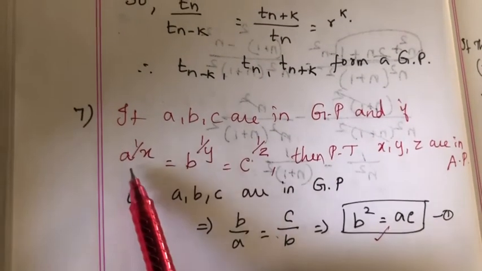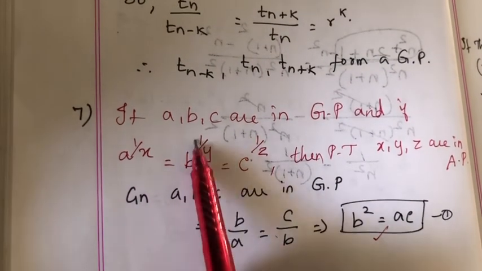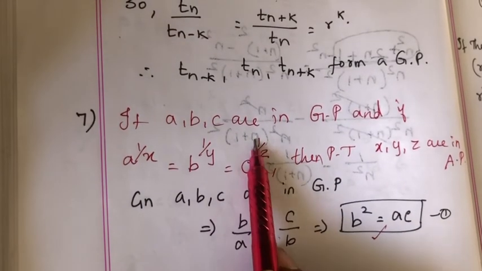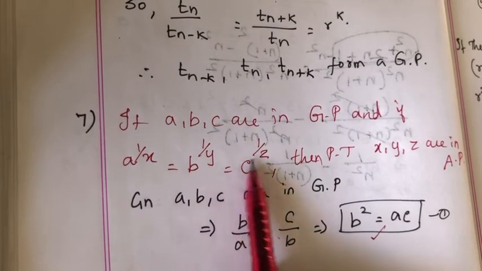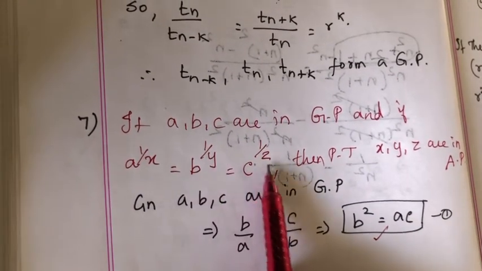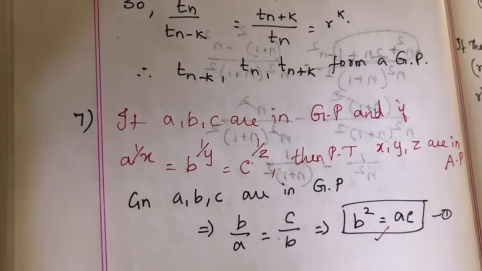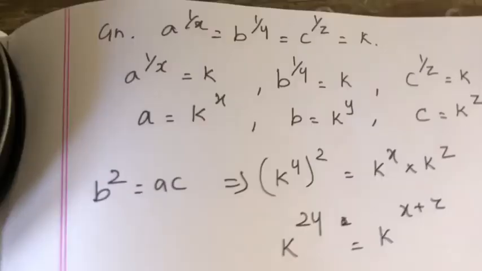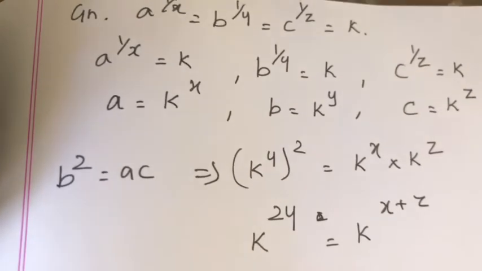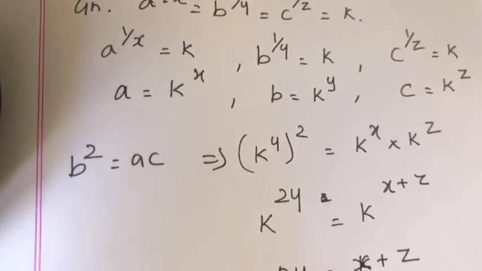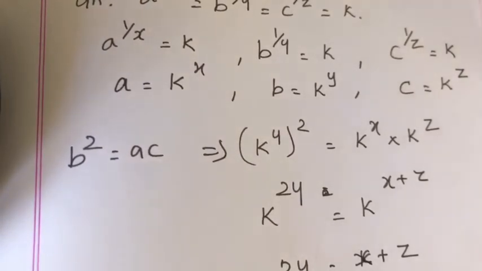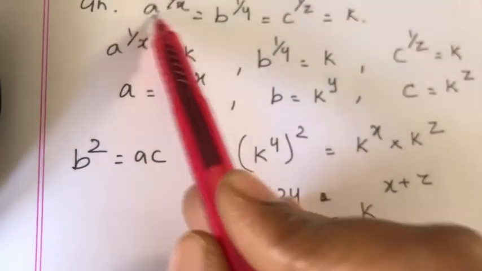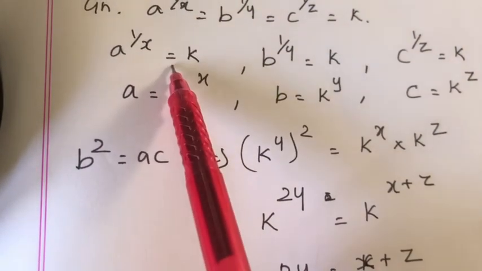Now, it is given that a power 1 by x equal to b power 1 by y equal to c power 1 by z, all the three terms are equal. So, we can take it as equal to k. So, a power 1 by x equal to b power 1 by y equal to c power 1 by z equal to k. So, we equate each and every term. a power 1 by x and k are equal. So, a power 1 by x equal to k.